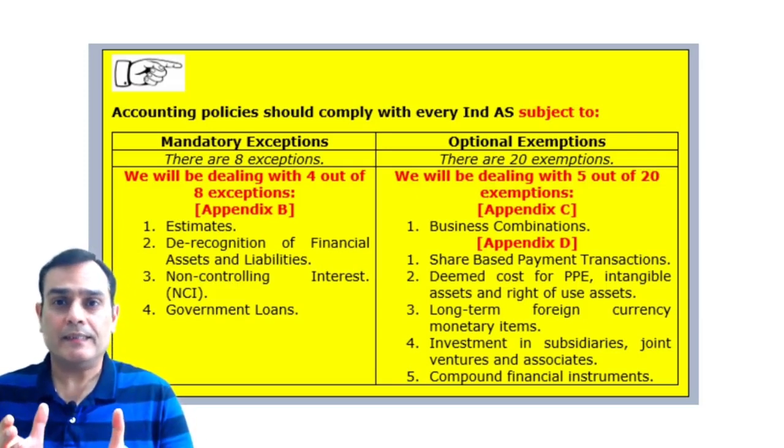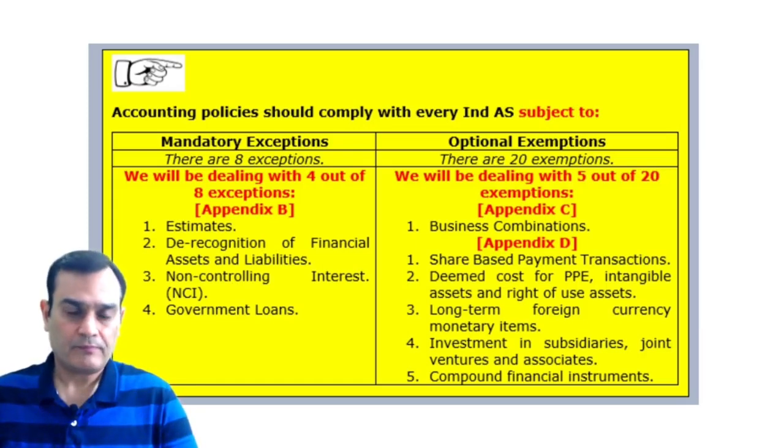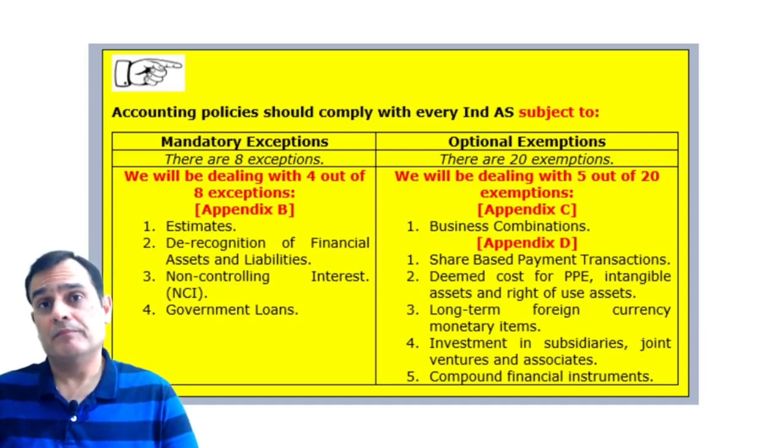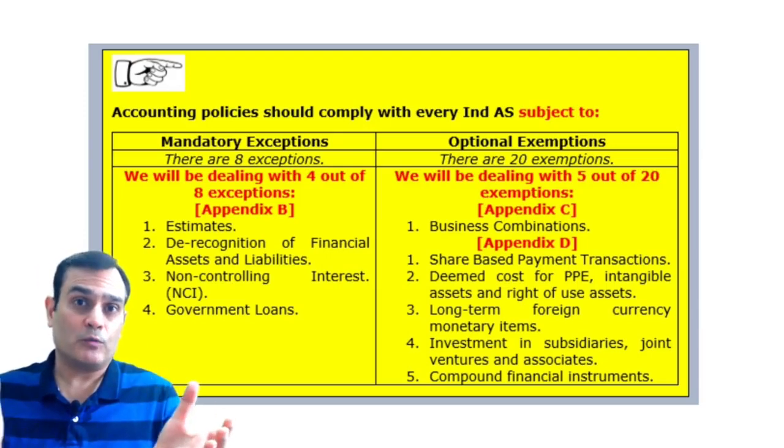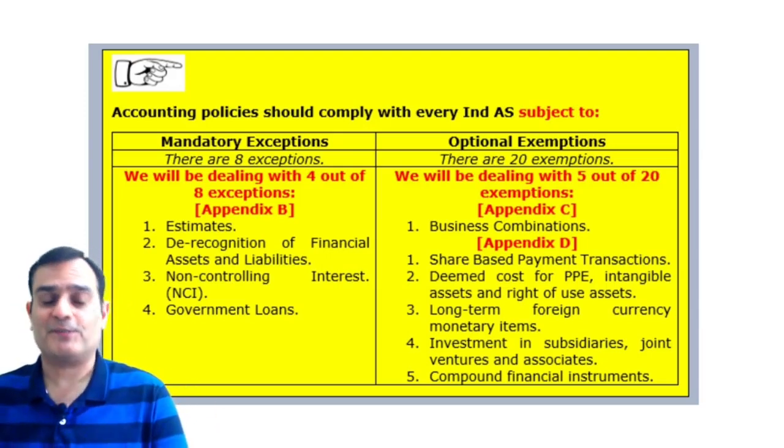One is, you can say, the estimates. We know that we require a lot of accounting estimates in terms of making financial statements. So what is the status of the estimate made as per the previous GAAP, and the estimates you're going to make as per the Ind AS.